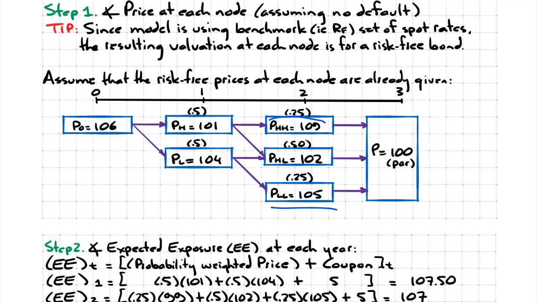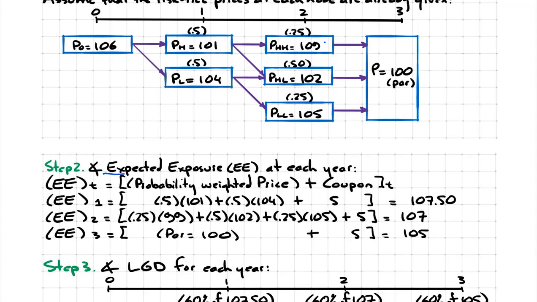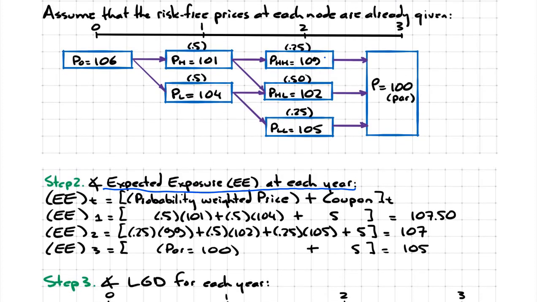We know what the bond will be worth if it was risk-free at each node. We know the probability of each node. Let's see what's next. So step 2, we calculate the expected exposure for each year. So what we want to know here is how much total cash flow are we entitled to? Because that's the amount that we can lose if the issuer defaults. So the way to calculate expected exposure is we look at the probability weighted price. Is there any other cash flow you're entitled to? Yes, the coupon. It's a bond after all, right?